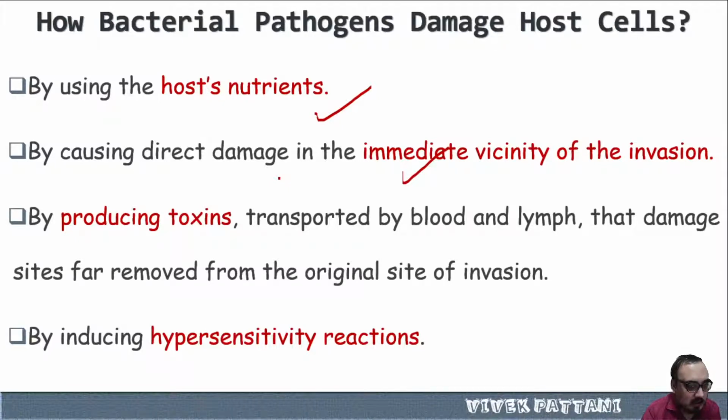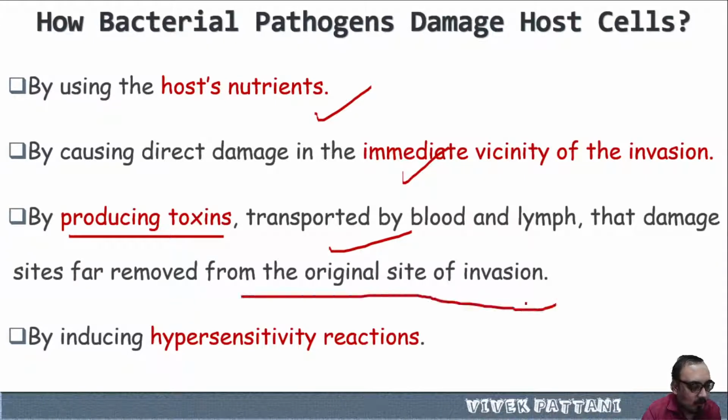in the immediate vicinity of the infection. It may be done by various enzymes. The next one is by producing toxins which are transported by the blood and lymphatic system and damage sites far removed from the invasion. In the last lectures we studied how these are transported. Once they enter the lymph system or blood, they spread throughout the body. And sometimes damage is caused by inducing hypersensitivity reactions.